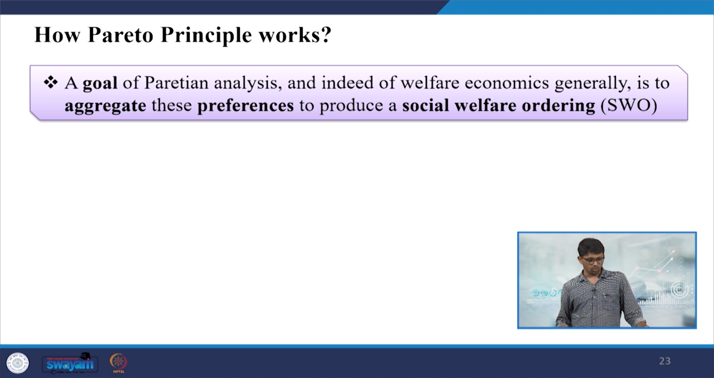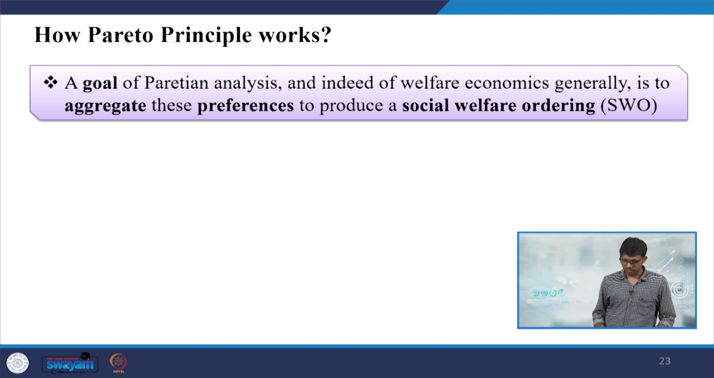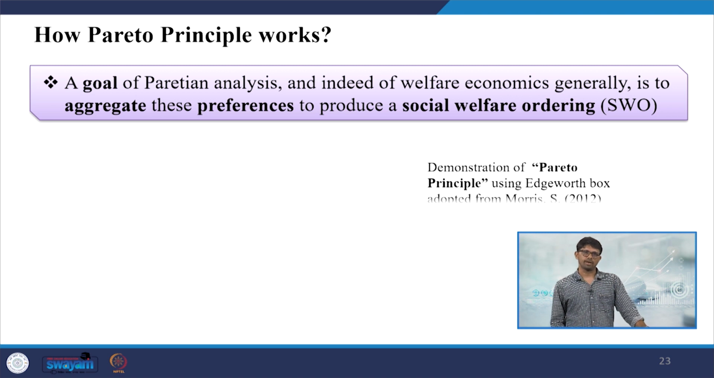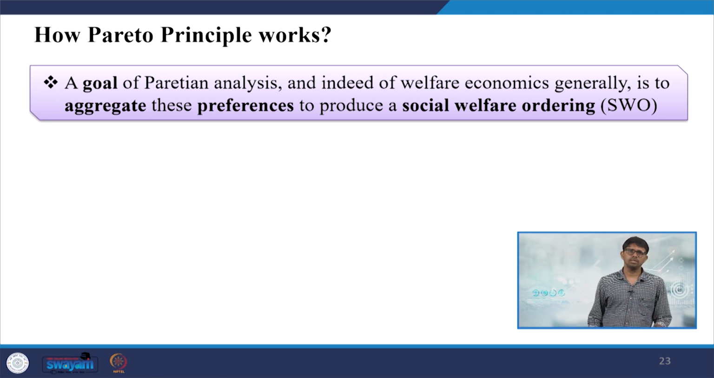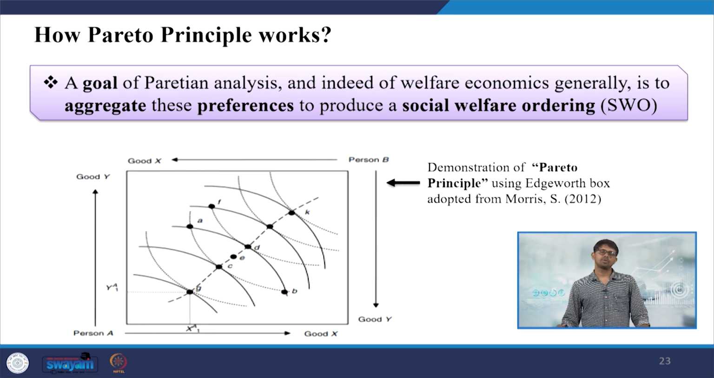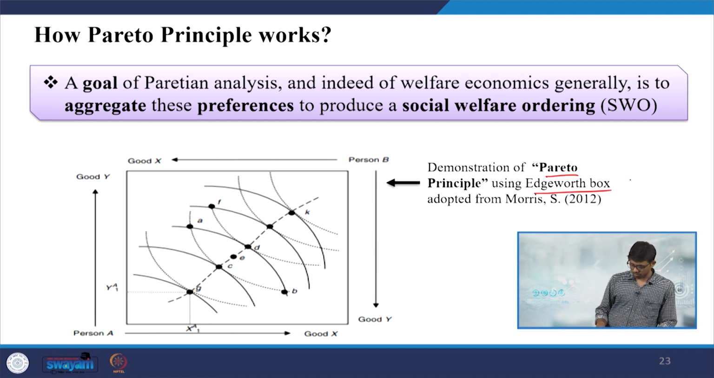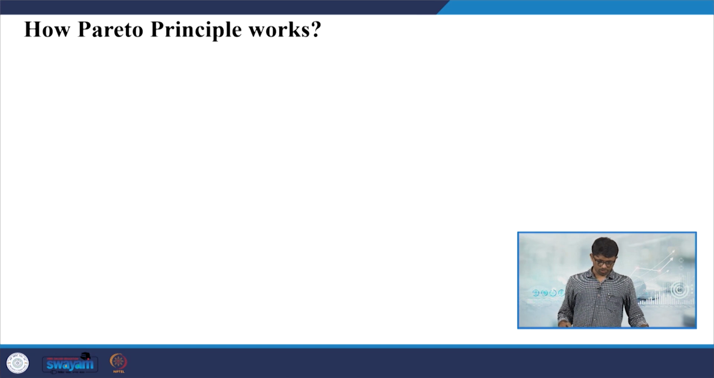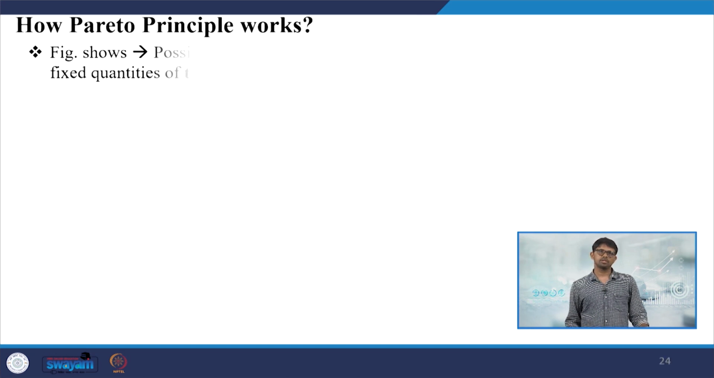How does the Pareto principle work? The goal of Paretian analysis, indeed of welfare economics in general, is to aggregate these preferences to produce a social welfare ordering. So, here if you go back to your microeconomics chapters, at the end of the advanced microeconomics chapters, we used to have a general equilibrium model, again referring to the same Edgeworth box diagram to explain Pareto principles. It is adapted from Murray's 2012, and we will be clarifying each of them systematically.